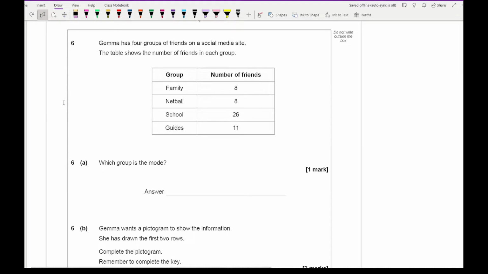So for question 6a, it says that Gemma has 4 groups of friends on her social media site. The table shows the number of friends in each of her groups. And the question says, which group is the mode? Well, the mode is the one that's most popular, whichever one contains the most, and it's going to be her school group.